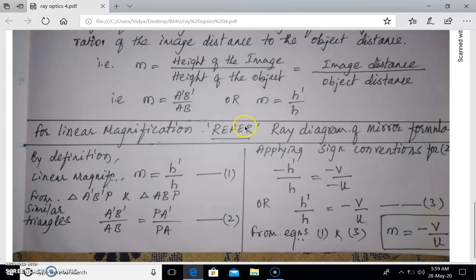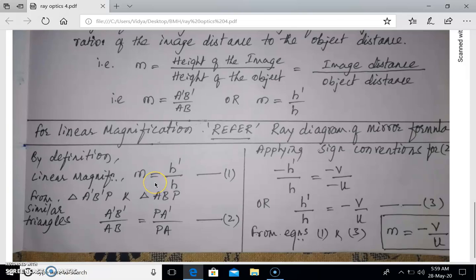For linear magnification, we have to refer to the ray diagram of mirror formula itself. The same diagram we discussed in deriving the mirror formula, we need to refer. By definition, linear magnification is a ratio of height of the image to the height of the object. From similar triangles A dash B dash P and ABP, applying sign conventions to equation 2, we can write minus H dash by H equals to minus V by minus U, or H dash by H equals to minus V by U.